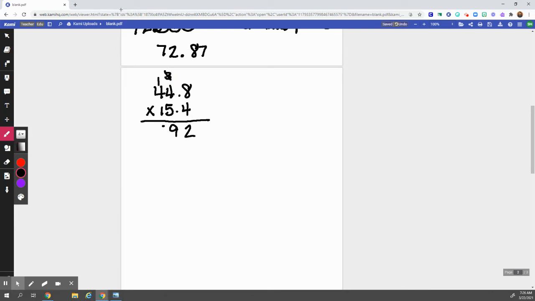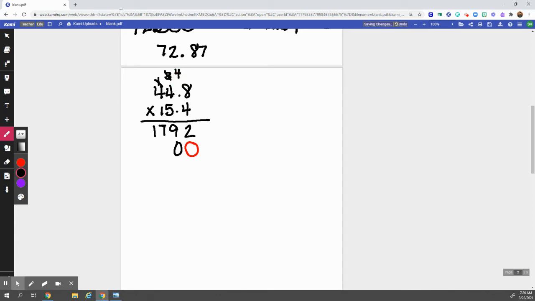We don't need that anymore. 4 times 4 is 16, plus 1 is 17. We don't need that. 5 times 8. Oh, we need to add our 0 there for our placeholder. 5 times 8 is 40, so we need another 0.